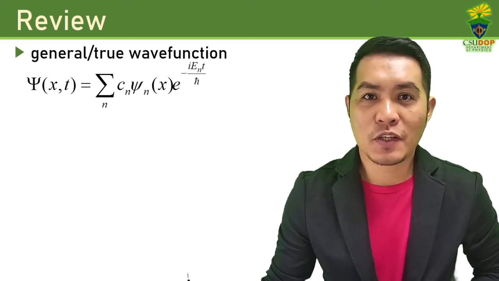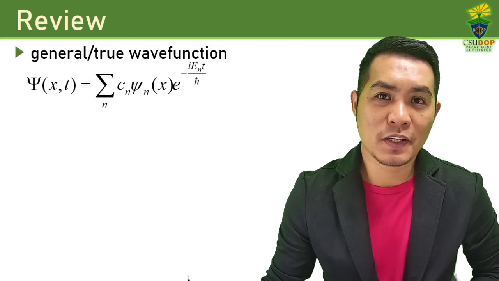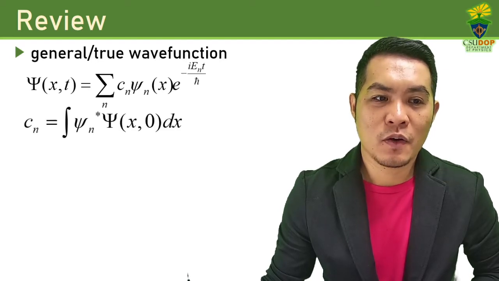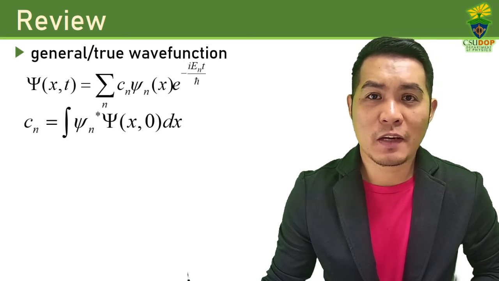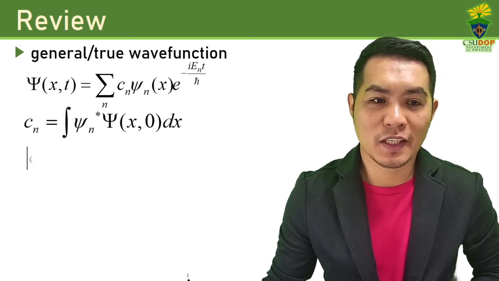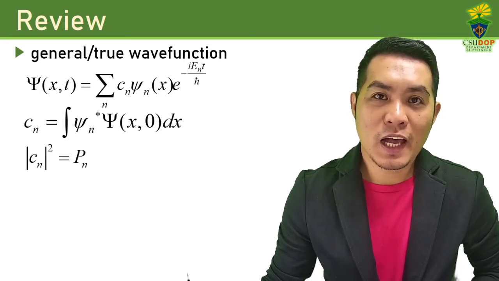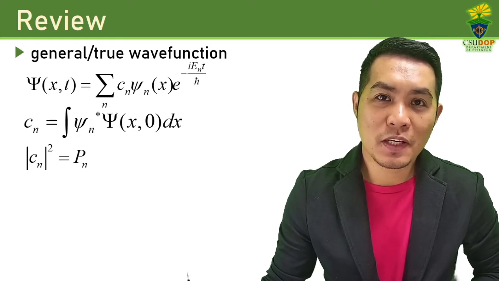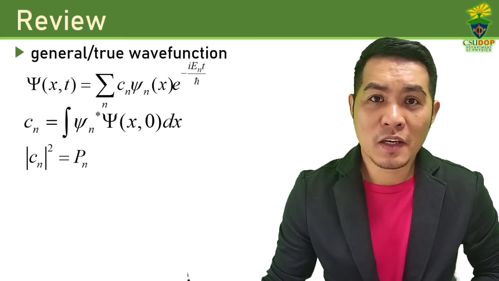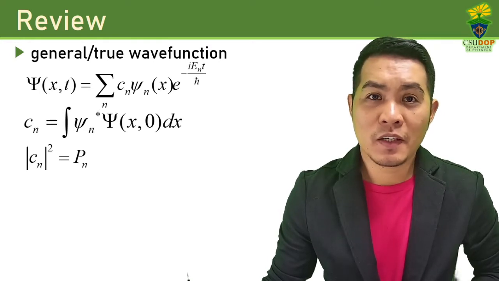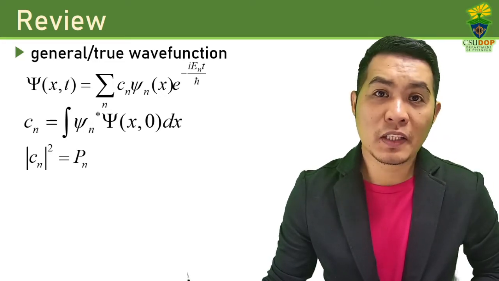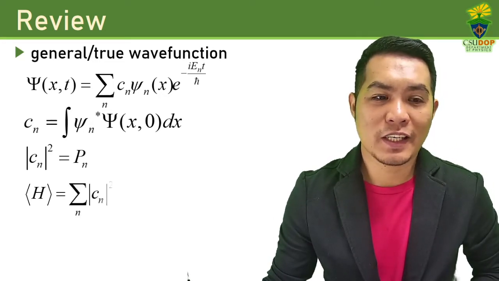a linear combination of the time-independent wave functions, psi n's, where the cn's, the linear combination coefficients, can be obtained by using Fourier's trick. And these cn's actually represent the probability of finding the particle, or the probability that the particle is in the state psi n, or the probability that the particle has an energy En.